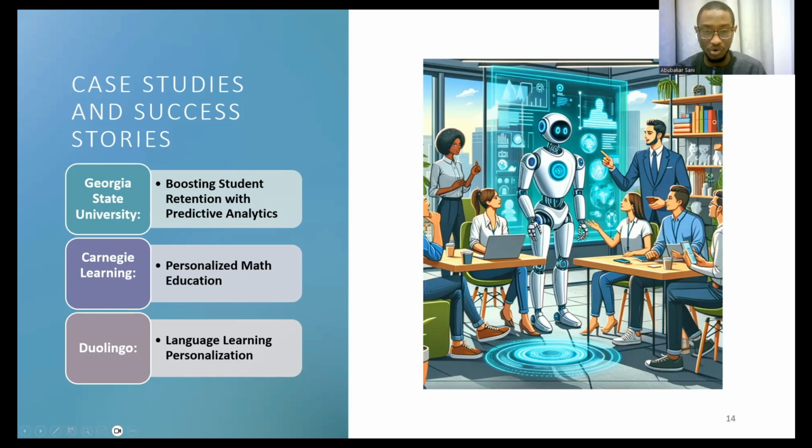Carnegie Learning used predictive AI to build what we call a personalized math education system. Okay. So based on a student's background and history, the AI is able to synthesize and come up with suggestions of activities for that student to be able to master a particular topic in math.